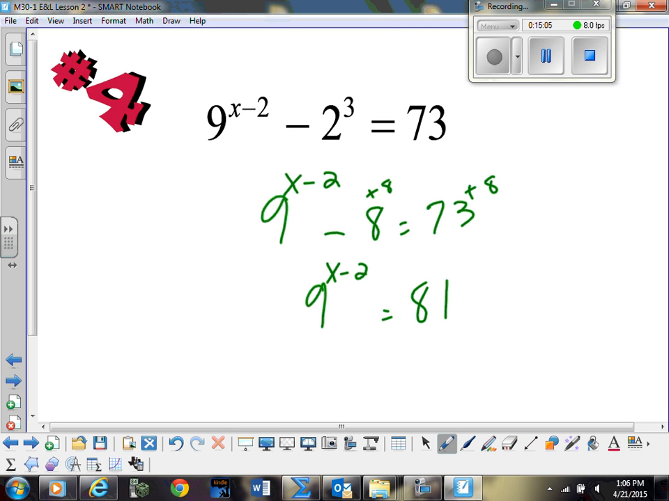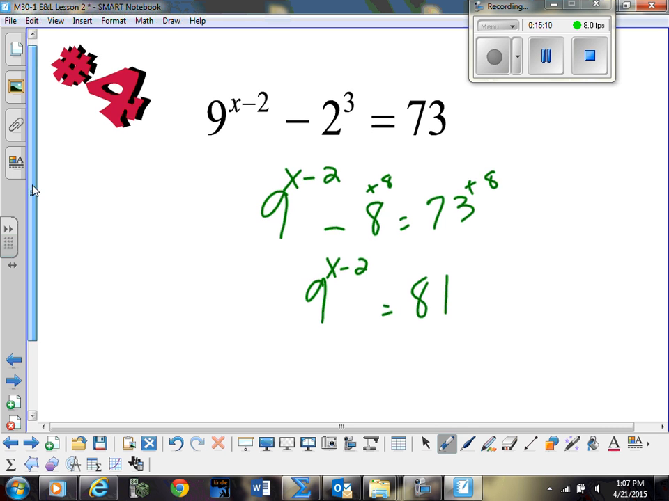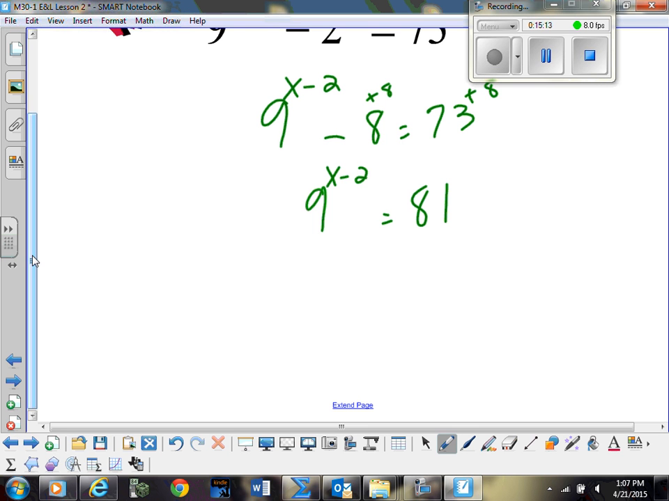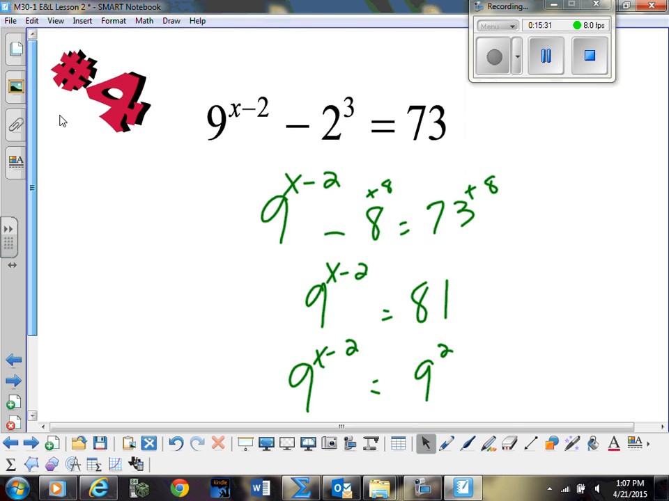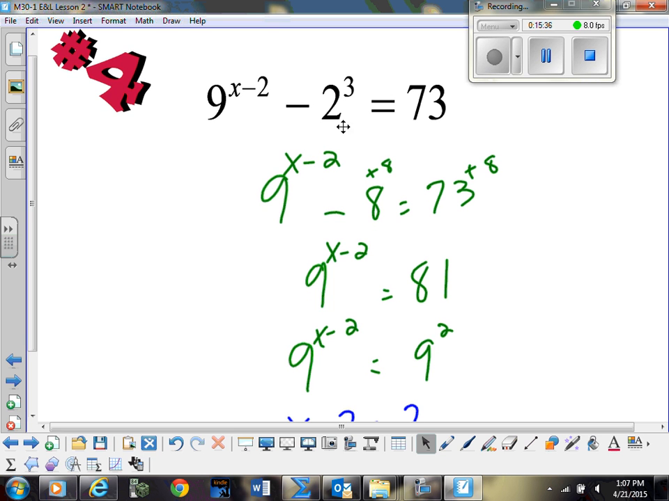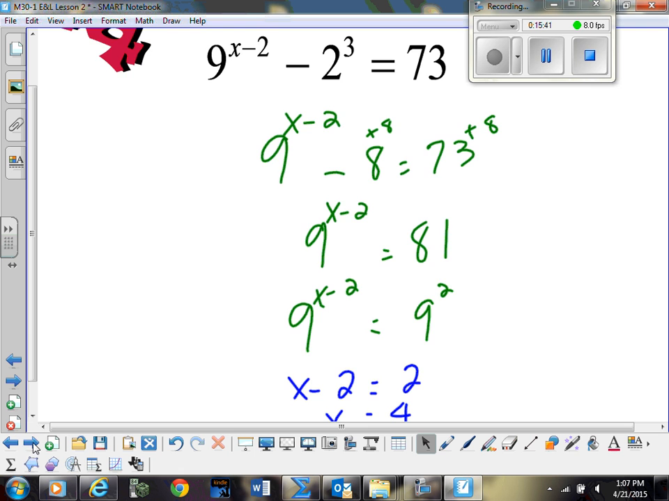Now you have a choice again. I can write these both as base 3, but I don't have to if I recognize this one is already base 9 and this one is an easy change to base 9. Now I have to drop the base. So make sure you check for that. If you don't have numbers that work nicely, you can move one, especially when there's no variable here, move it to the other side to combine, and then it should look much better.